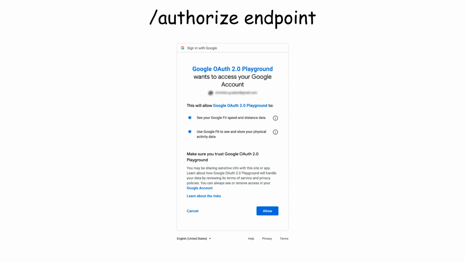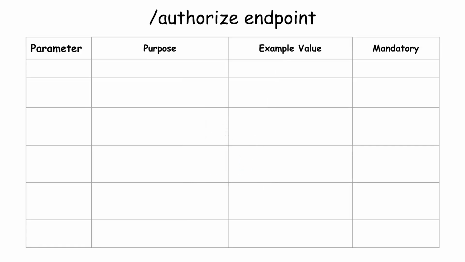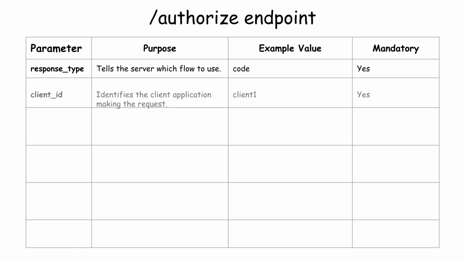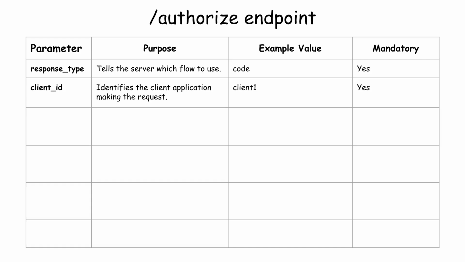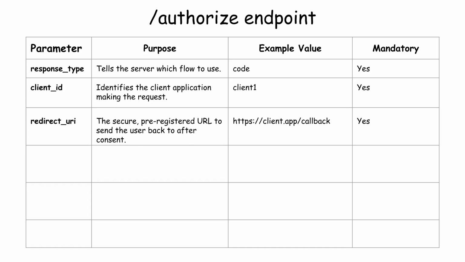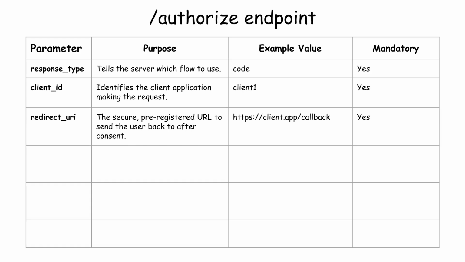The process begins when your application constructs a URL and redirects the user to it. This URL isn't random, it's carefully built with several key query parameters that tell the server what's happening. Response_type equals code. This tells the server we are using the authorization code flow and expect a temporary code back. Client_ID. This identifies which application is making the request. Redirect_URI. This is a critical security parameter. It's a pre-registered URL where the server will send the user back to after they're done.